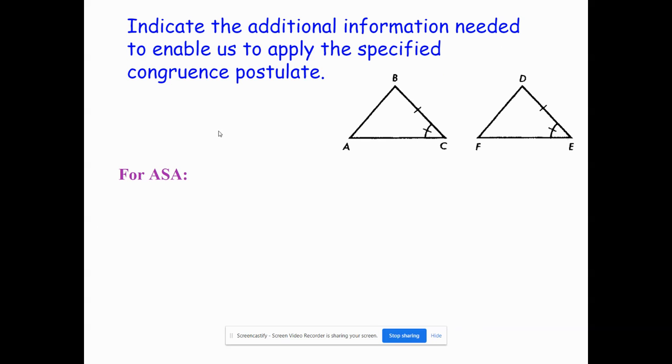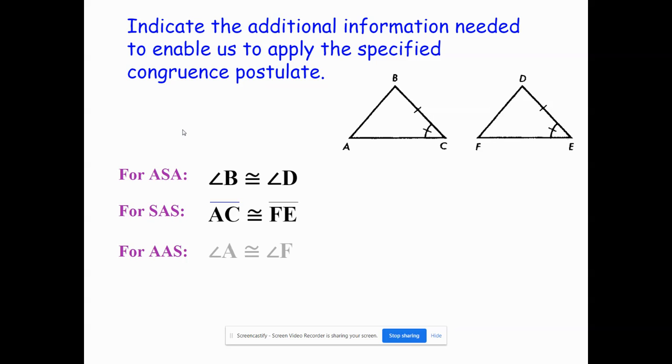All right, so if I was given these two triangles and I wanted to determine if they were congruent, there's a few things I would need. If I was going to prove angle, side, angle, I would need to know if angle B was congruent to angle D. If I was going to do side, angle, side, I would need AC congruent to FE. And if I was going to do angle, angle, side, I would need angle A congruent to angle F.